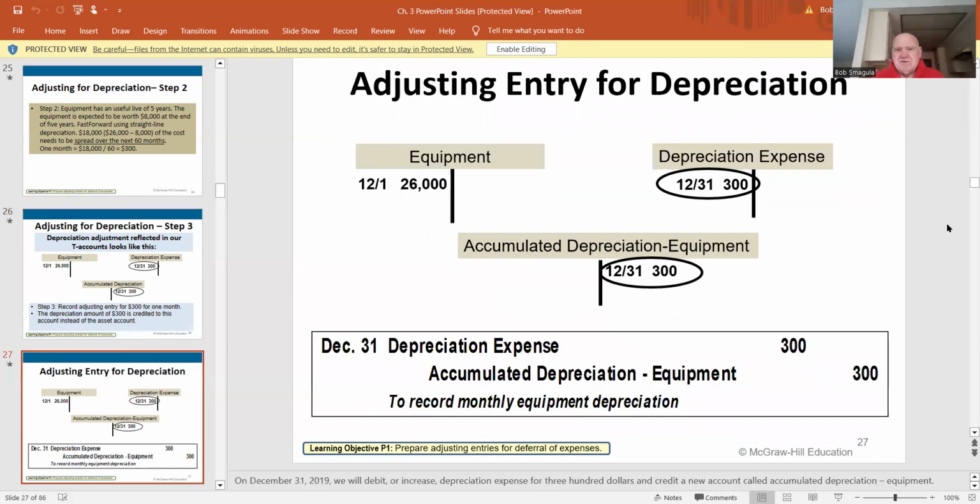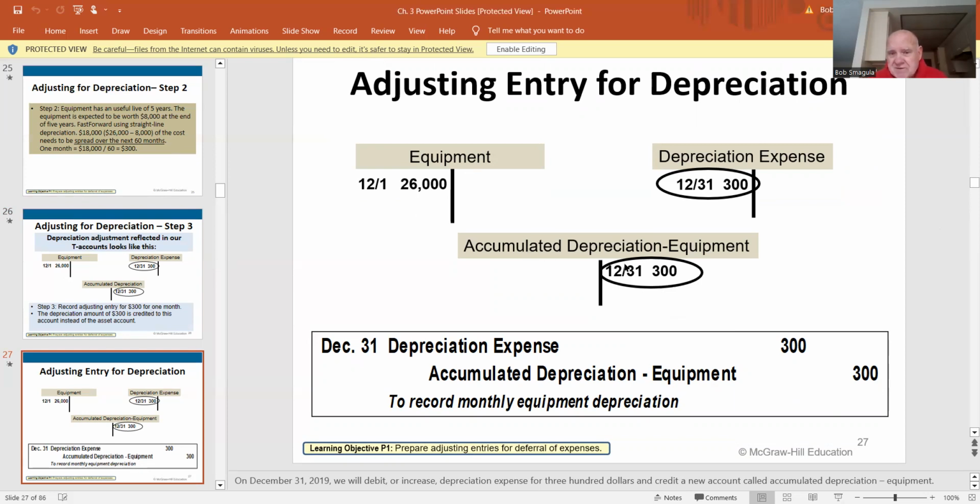So take a peek at the adjusting journal entry. We debit depreciation expense for $300. We credit the accumulated depreciation because you never credit the original cost of an asset. Never credit the original cost of the asset. What's going to be reduced every month is called the net book value.